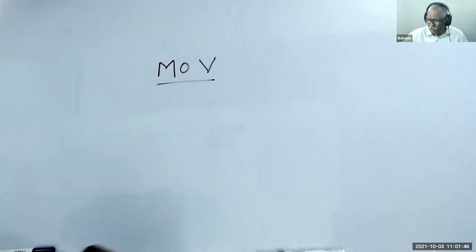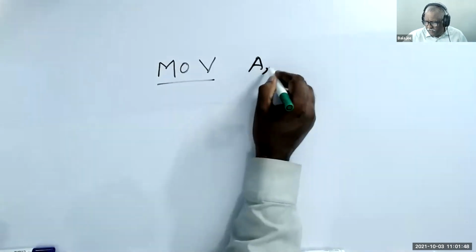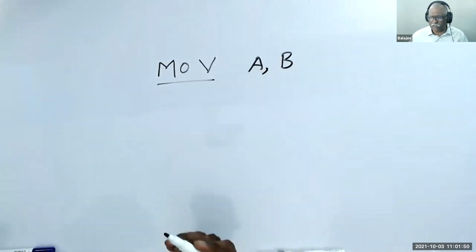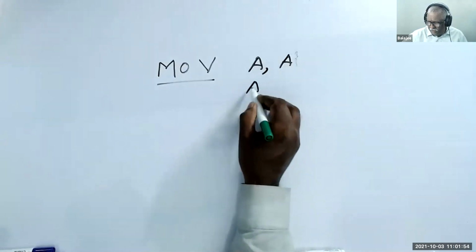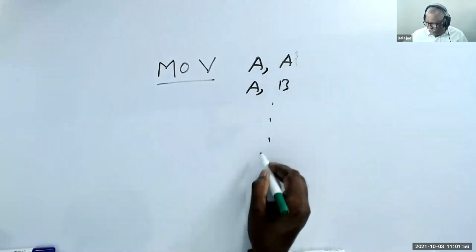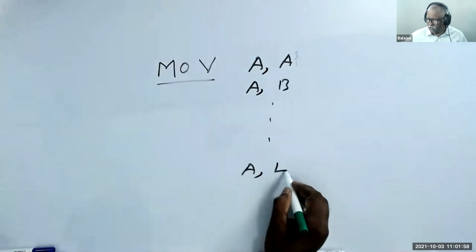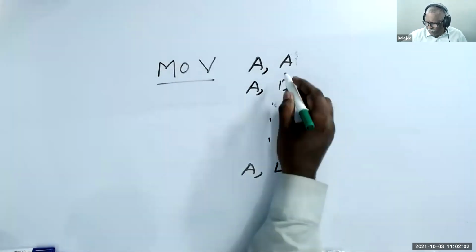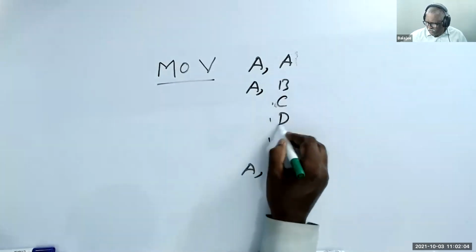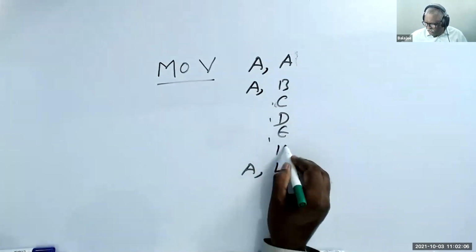Move A, comma B. That's one instruction. Move A, comma A, it starts from there. Move A, comma B, like that up to move A, comma L. C, no, C is there. A, B, C, D, E, H, L. You have 7.